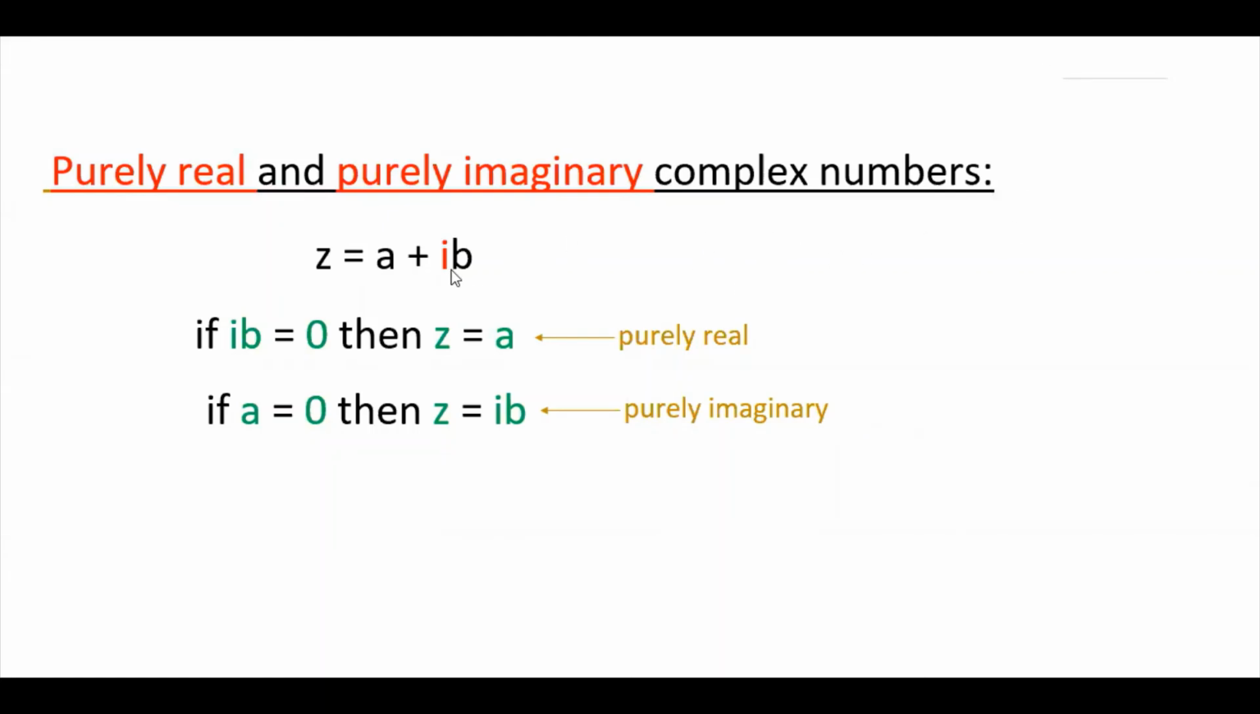If in the complex number the imaginary part is 0, then z is equal to a. That means it is a real number, so it is called a purely real complex number. And if the real part is 0, then z is equal to ib. Here it is called a purely imaginary complex number.